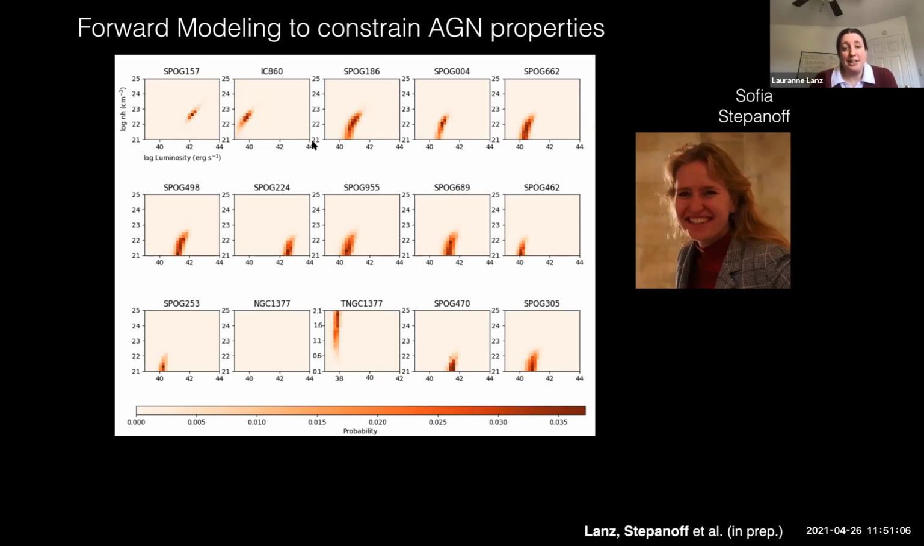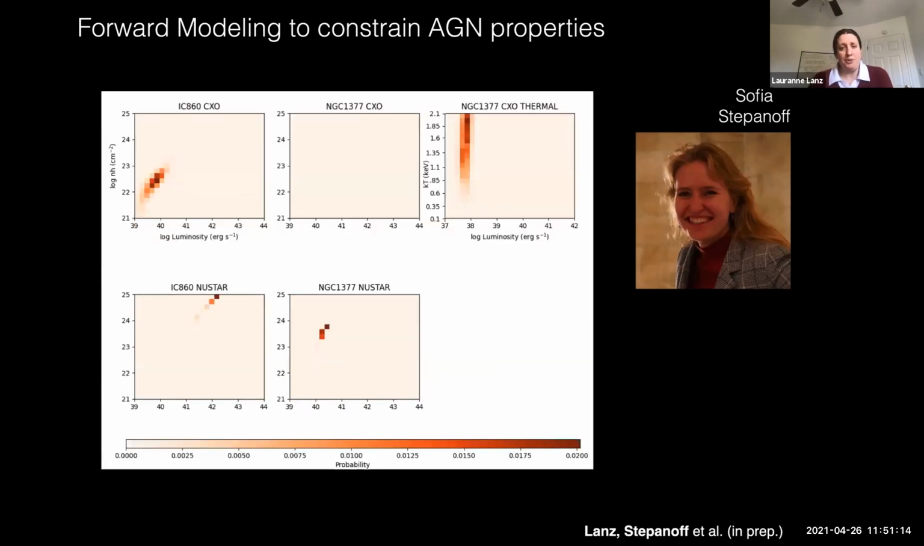Now for IC 860 and 1377, we also had NuSTAR data. So we applied the same idea to the NuSTAR data. And we found that we're actually getting somewhat different answers. So IC 860, power law worked well for both Chandra and NuSTAR, but the Chandra data said lower luminosity, lower obscuration. NuSTAR said somewhat higher luminosity, definitely higher obscuration.